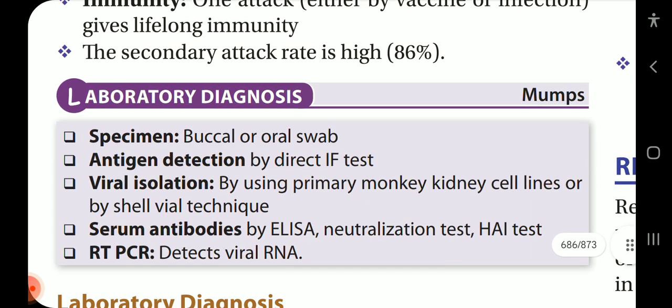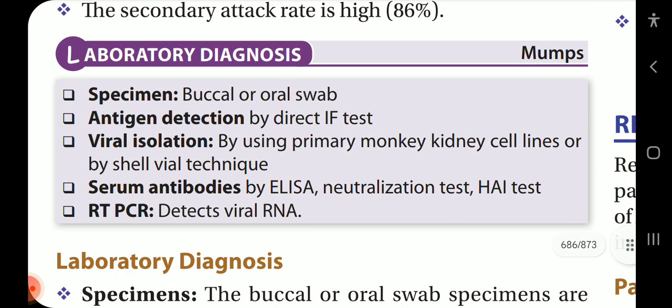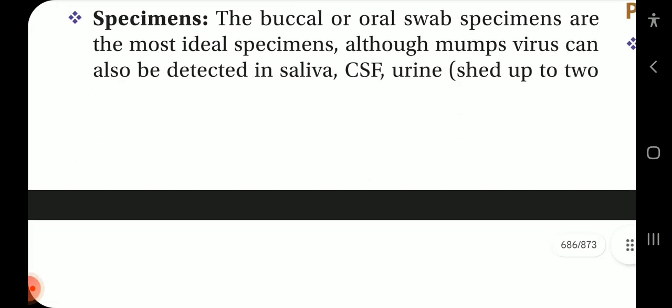Now coming on to the lab diagnosis of mumps. Specimen is buccal or oral swab. Antigen detection is by direct immunofluorescence test. Viral isolation by using primary monkey kidney cell line or by shell vial technique. Serum antibodies by ELISA and neutralization test, HAI test. RT-PCR detects viral RNA.